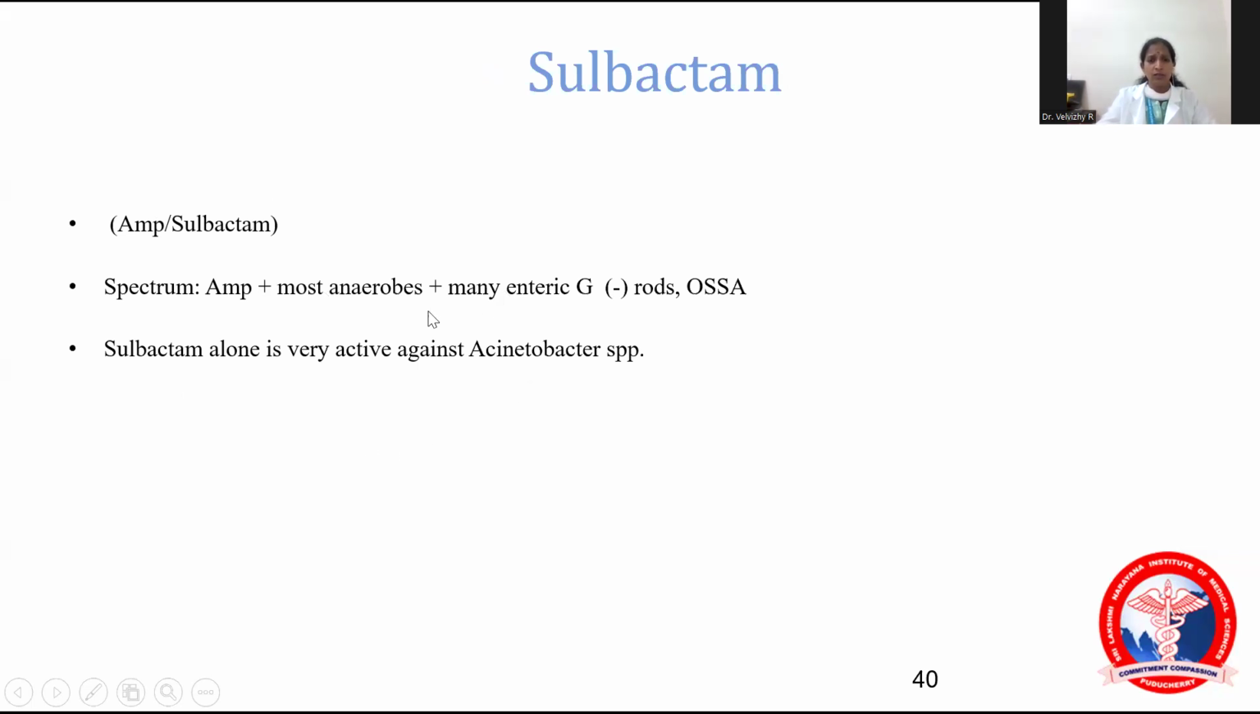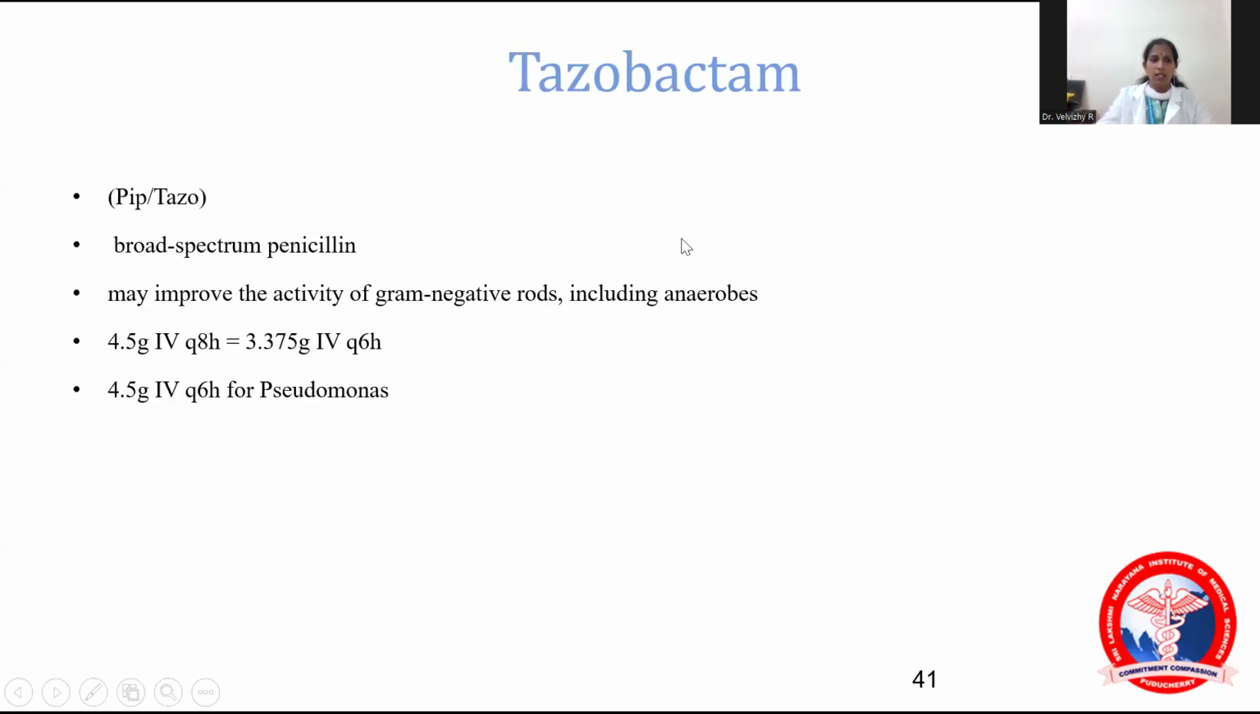It also covers anaerobes. Apart from gram negative and gram positive, it also covers some of the anaerobes. And this sulbactam combination is very active against Acinetobacter species. Then tazobactam is always available with piperacillin, a broad spectrum penicillin. For Pseudomonas, the most commonly preferred dose is 4.5 gram IV six hourly.